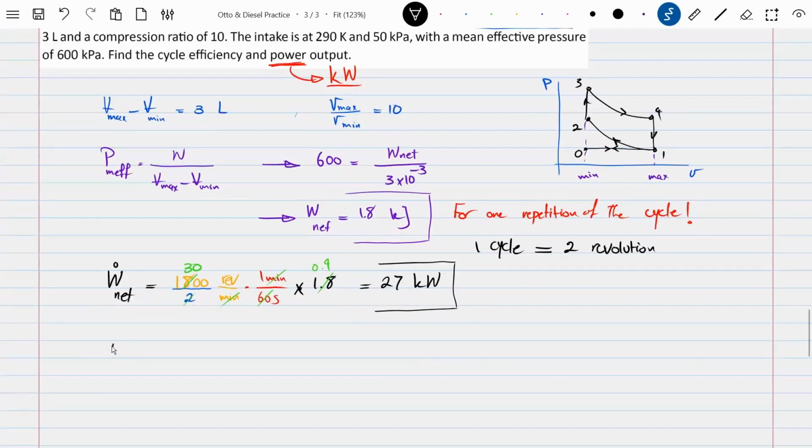Okay, we are not done yet. The question also asks for the efficiency, but you should be very familiar with how to find the efficiency of the Otto cycle. It is 1 minus 1 over R raised to k minus 1. For us, it translates to 1 minus 1 over 10 raised to 0.4. Plug in everything into your calculator, and you get that the efficiency is 60.19%.